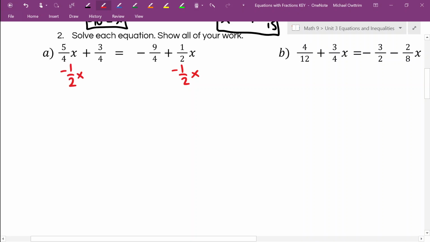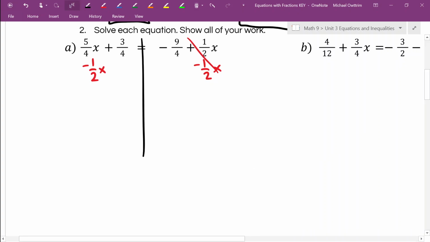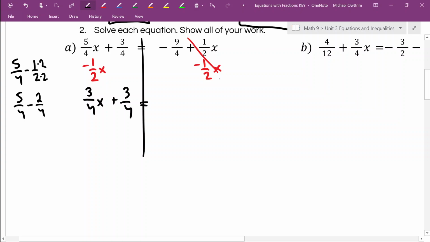My plus 1/2 x and my minus 1/2 x do cancel out on the right side. And on the left side, I have the calculation 5/4 x take away 1/2 x. I know that this is just going to be 5/4 take away 1/2, and then an x at the end. And to subtract these fractions, I'm going to need a common denominator. This is 5/4 take away 2/4, which gives me 3/4 x. Then I have that constant of 3/4 as well. On the other side, my plus 1/2 x and minus 1/2 x canceled out. I still have my -9/4 constant.